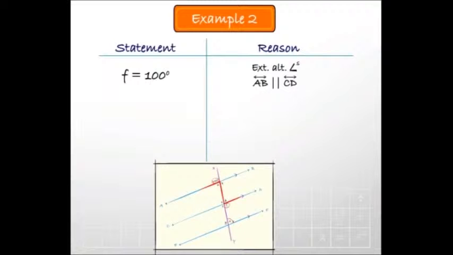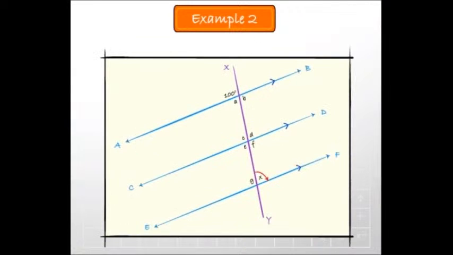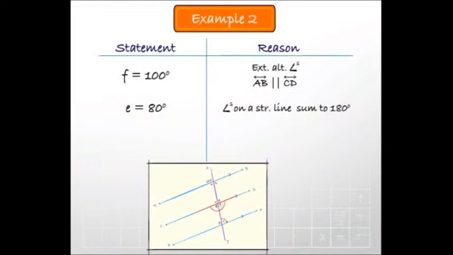Now, we also know that the angle that is labeled E has a magnitude of 80 degrees. Now, what is the reason for this? Well, we had established that angle F is equal to 100 degrees. We also know that angles E and F, when added, create a straight line which has a total angle of 180 degrees. So, if F has a magnitude of 100 degrees, then E must have a magnitude of 80 degrees.